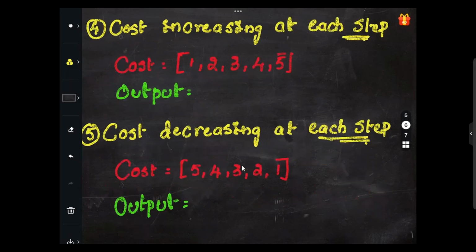So let's move on with the fourth edge case, cost increasing at each step. When I say cost increasing at each step, every next element to the current element should be greater. Here you can clearly see 2 is greater than 1, 3 is greater than 2, 4 is greater than 3, 5 is greater than 4. So here the optimal cost path will be 1. First we will start from index 0, we'll go to 3, then we will go to 5, right?